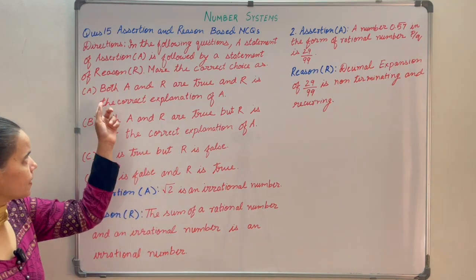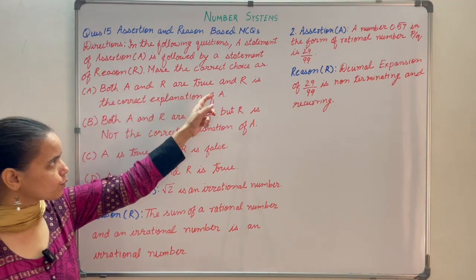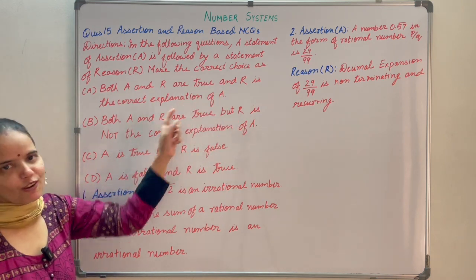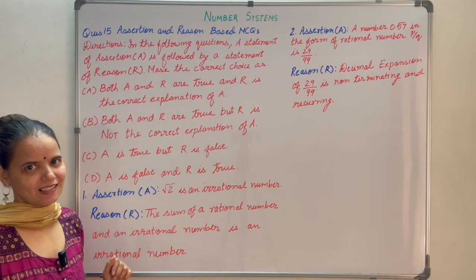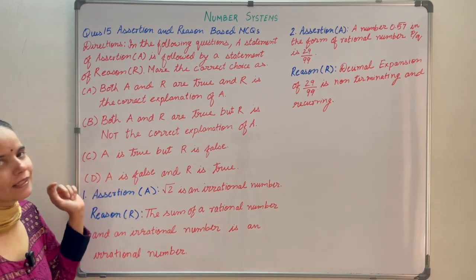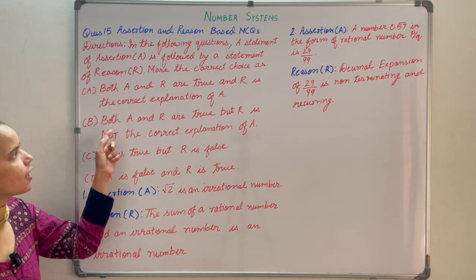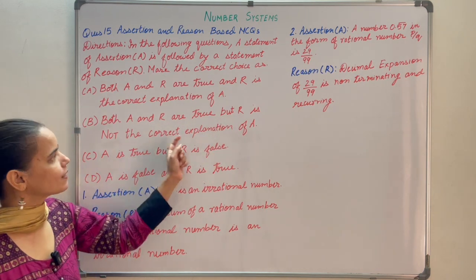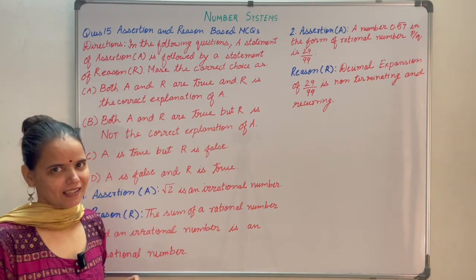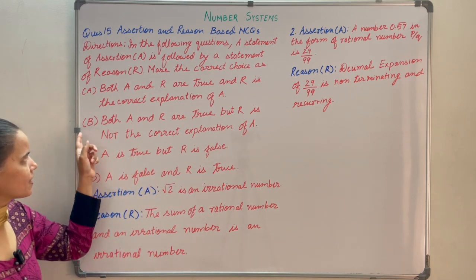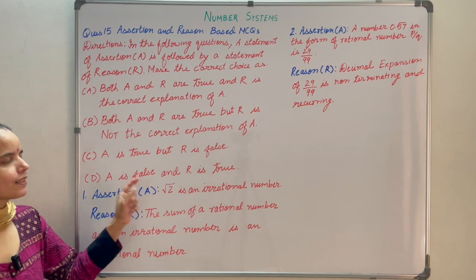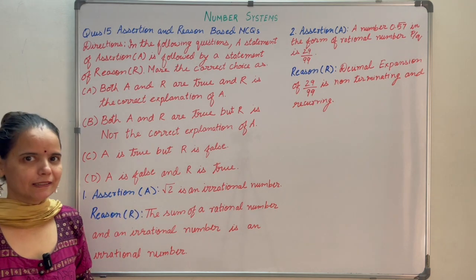So option A is both A and R are true, and R is the correct explanation of A. That is not correct. So let us move on to the next option. Option B is both A and R are true, but R is not the correct explanation of A. So the correct option is B, because both are true and R is not the correct explanation of A.